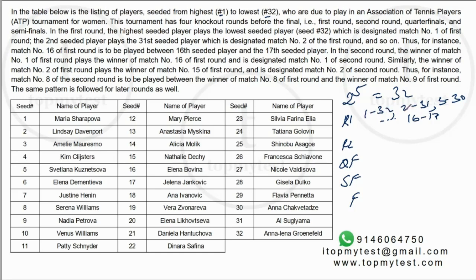You can easily calculate this. 1 plus 32 is 33, 2 plus 31 is 33, 3 plus 30 is 33, and so on. For instance, match number 16 of the first round is played between the 16th and the 17th seed player. That's what we figured out.